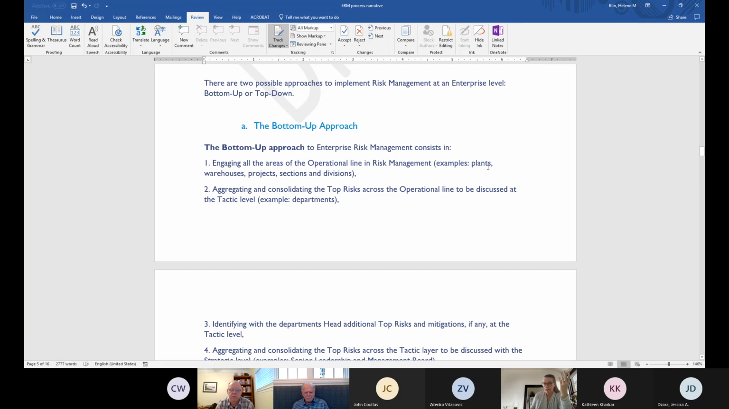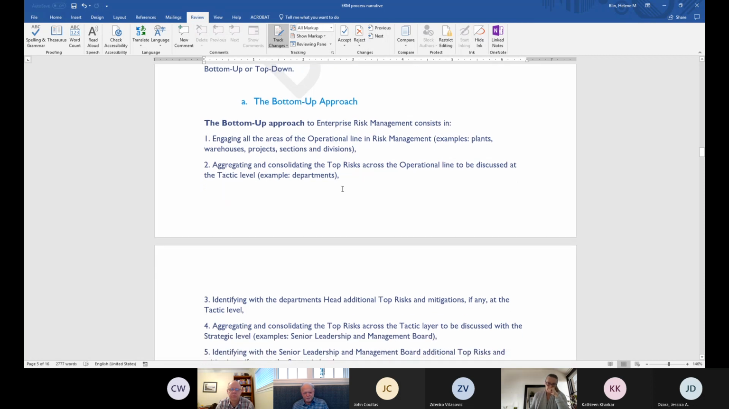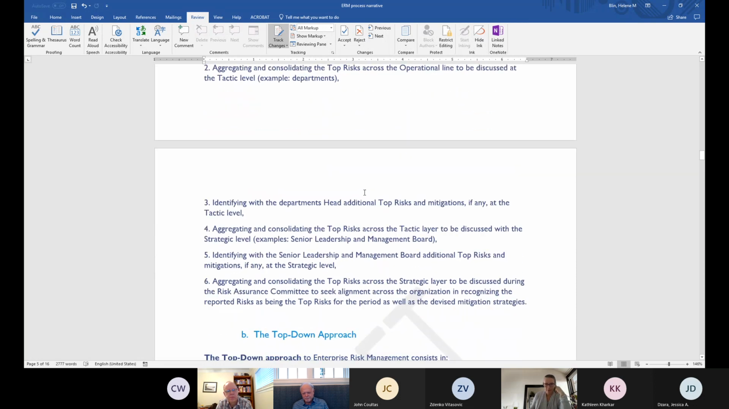But again, depending on the organization, maybe some organization, a water utility that has only one plant, would see it at the tactic level or even at the strategic level. So that's just an example. The operational line would be the plants, in my examples warehouses, project sections, and divisions. The tactic level, and I've given an example, could be the departments.